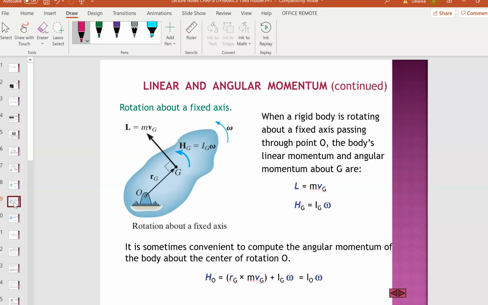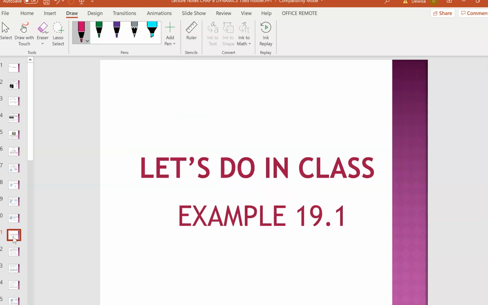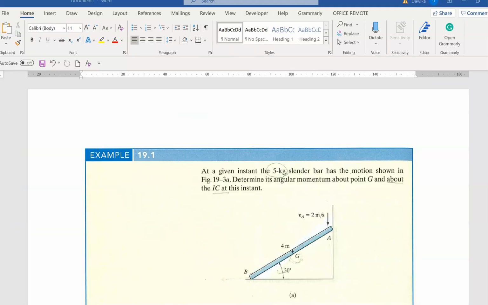But there are cases where you have both rotation about an axis and linear movement at the same time, moving in a line and rotating about an axis. So you need to write both components. General plane motion is subjected to both linear momentum and angular momentum computed at point G, so that is why L equals m vg and Hg equals Ig multiplied by omega. Let's do an example, 19.1.